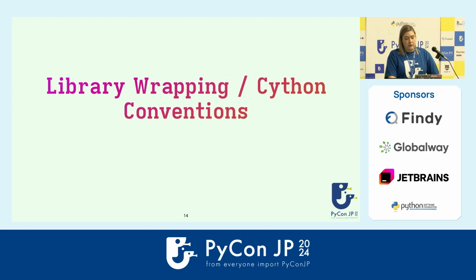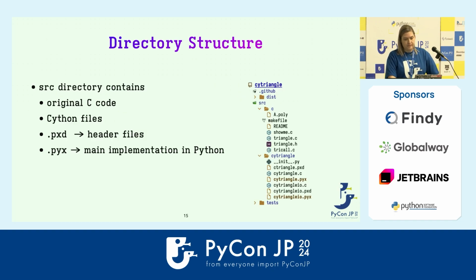So what does it look like to wrap an existing library in Cython? In terms of the directory structure that I ended up with, my source directory contains a directory that has the original C code from Shewchuk. It has another directory that's the Cytriangle directory, and that's where I have the Cython files. Cython files will have different extensions. We've got a .pxd, and these are the header files, and a .pyx, and that's where most of the main implementation is.